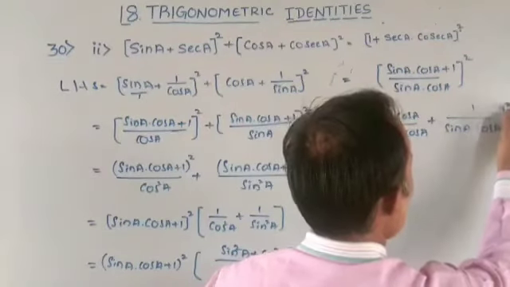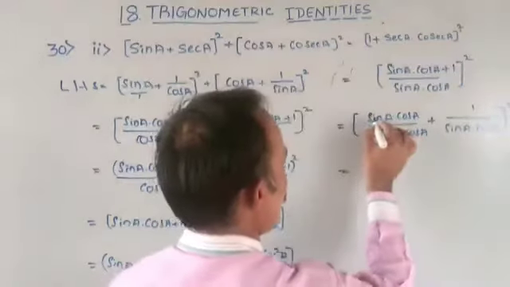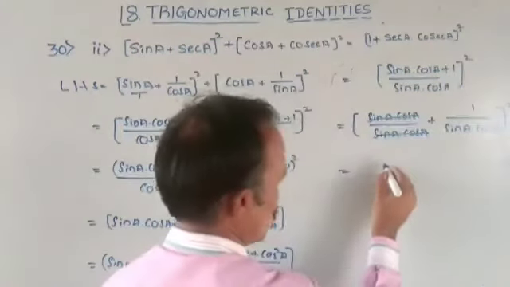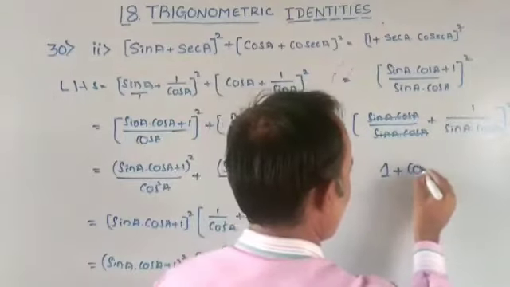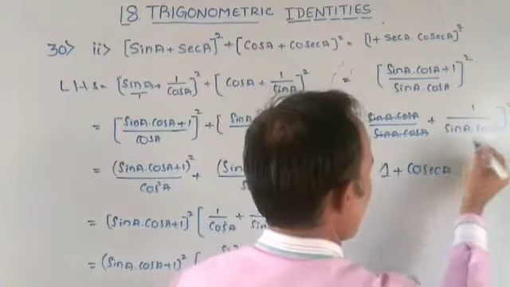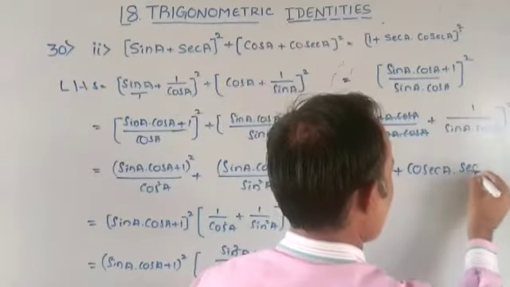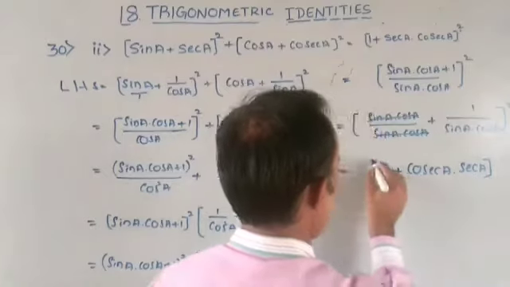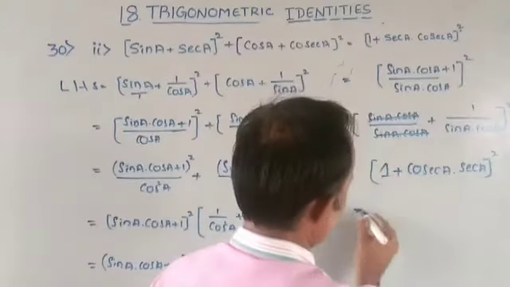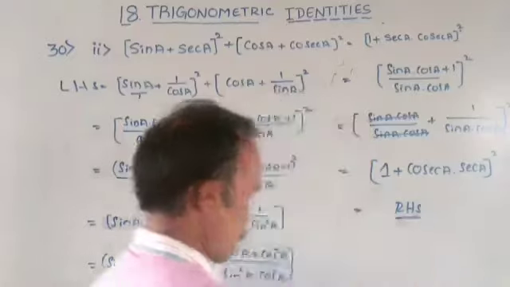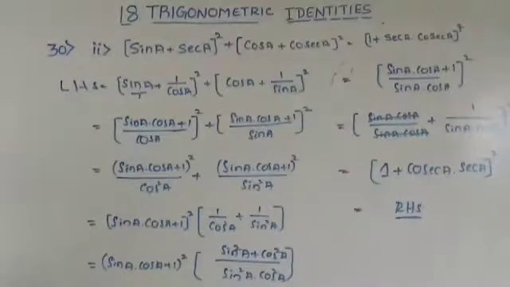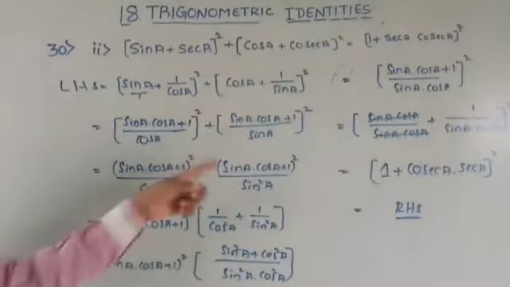cos A whole square. So this is equal to sin A cos A, cos A gets cancelled, 1 plus 1 by sin A, that is cosecant A, 1 by cos A, that is secant A whole square. So this is equal to RHS. Okay? Yes, any doubt regarding this?